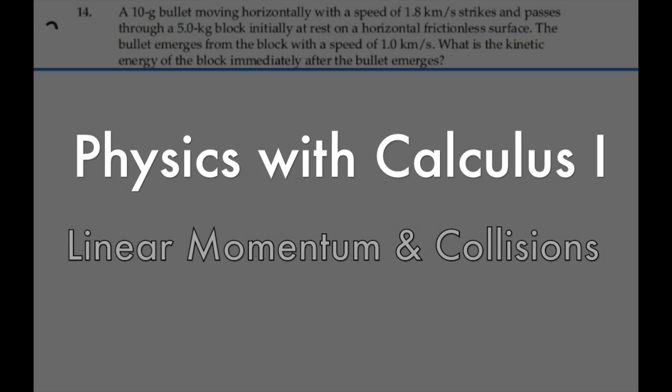Here's problem 914. A 10-gram bullet moving horizontally with a speed of 1.8 kilometers per second strikes and passes through a 5-kilogram block initially at rest on a horizontal frictionless surface. The bullet emerges from the block with a speed of 1 kilometer per second. What is the kinetic energy of the block immediately after the bullet emerges?